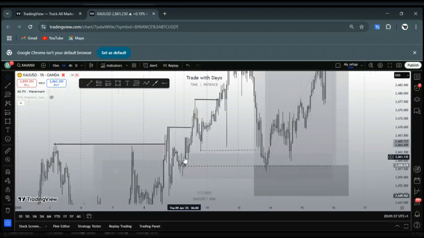A valid order block. Although the fair value gap was already mitigated, the zone is still strong because of what?